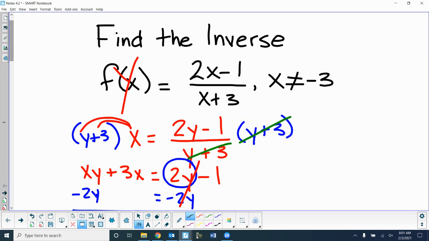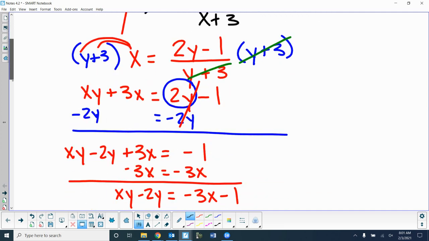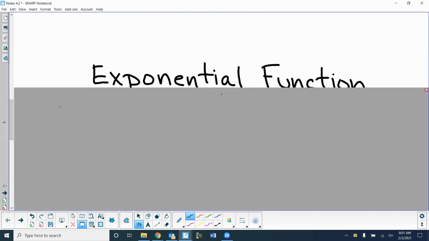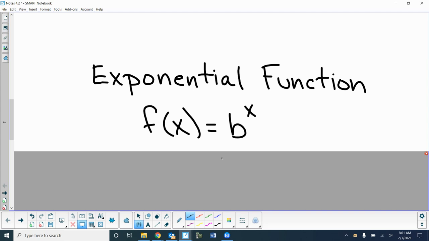Okay, then today we're looking at exponential functions. That's when we have a base to the x power, to a variable. Okay? So the variable is in our exponent. Those are called exponential functions.